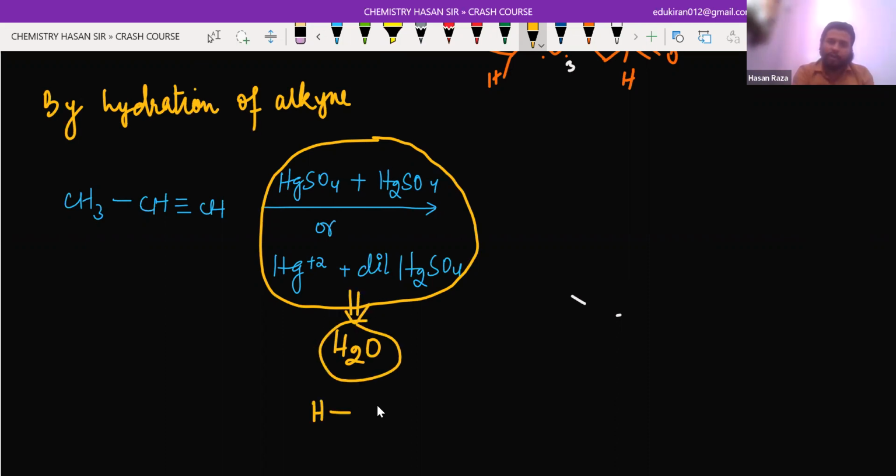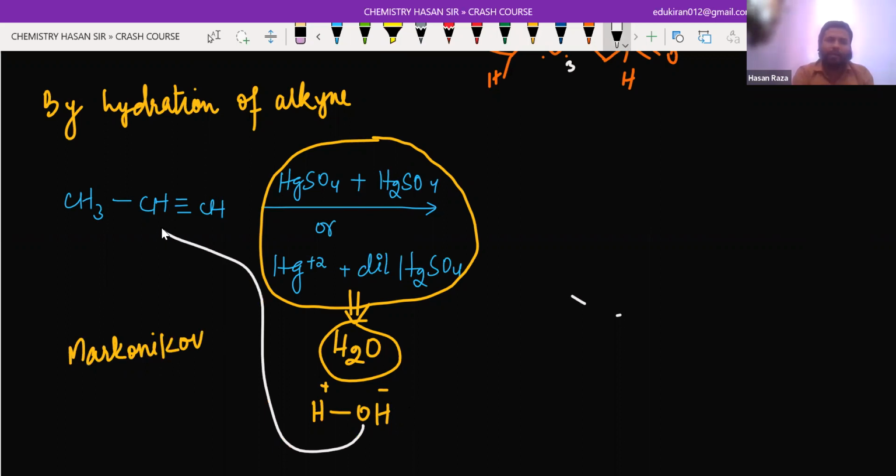And you know, HOH will be like this, positive and negative. And here Markovnikov follows. Markovnikov, that means negative part will go to that carbon, which is having lesser hydrogen, or in between you can see like this. And this will be like CH3, CH double bond, CHOH, and then double bond CH2. Is that clear, everyone? There will be formation of an alcohol with the help of this.